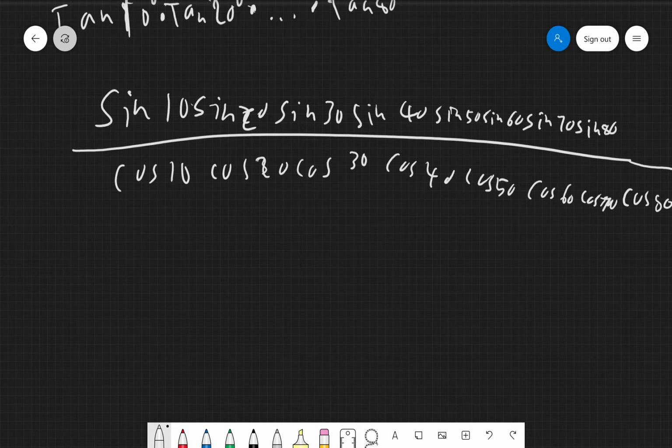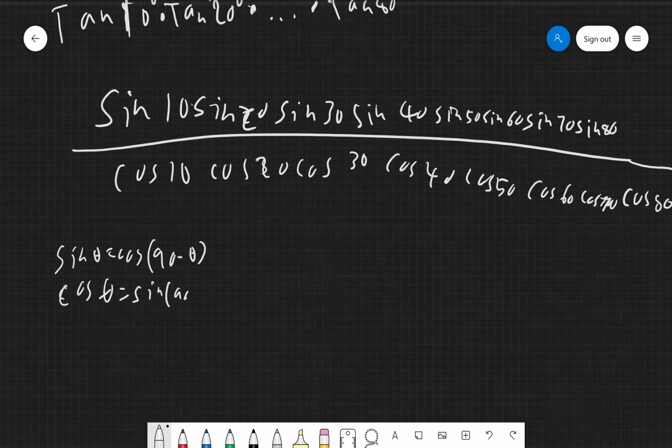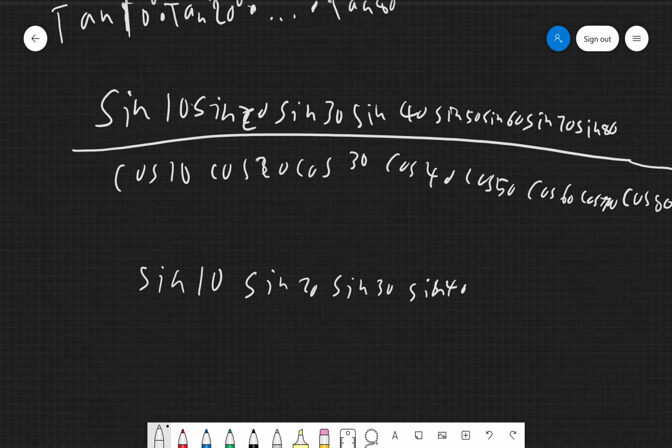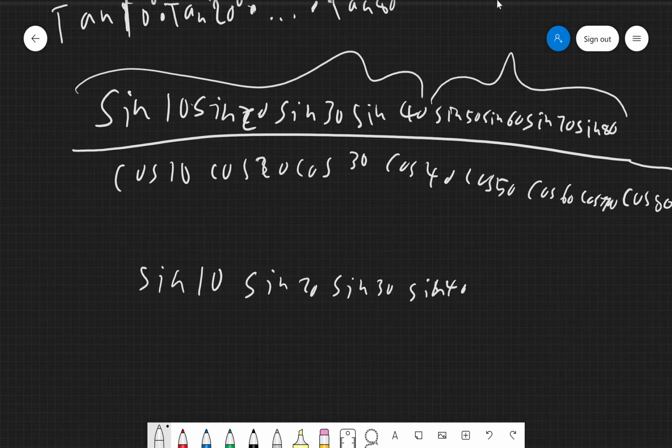So now, what I'm going to use is that the sine of theta equals the cosine of 90 minus theta, where theta is in degrees. And same for the cosine: cosine theta equals sine of 90 minus theta as well. So we're going to use that. The top becomes sine of 10, sine of 20, sine of 30, sine of 40. There are 8 terms, so we're going to use it for the last 4 terms on the top, and for the first 4 terms on the bottom.